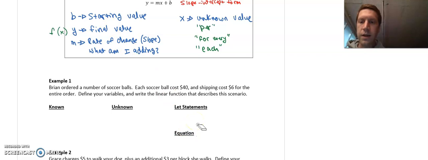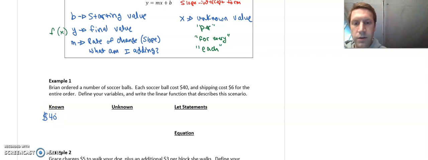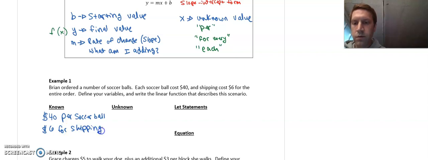Okay, so first thing I like to do is underline my known and my unknown values, and we can list them out. So my known values. So I know $40 per soccer ball. I know there's $6 for shipping. Okay.